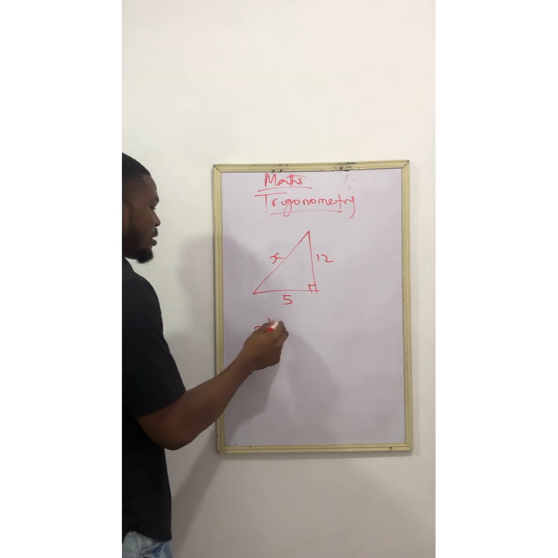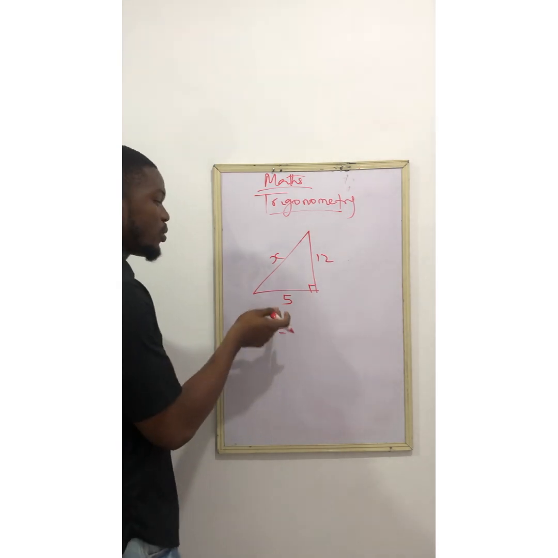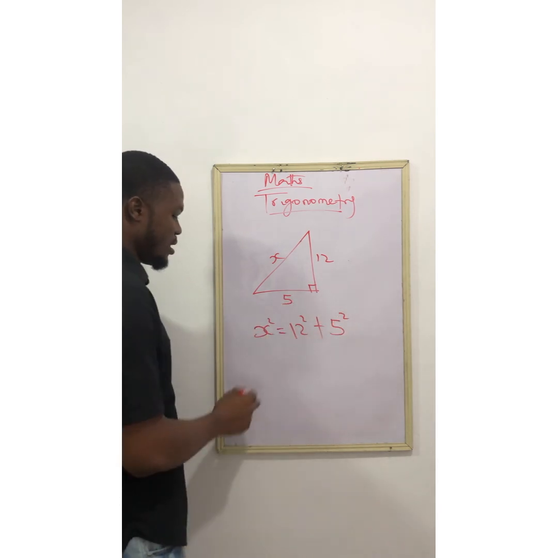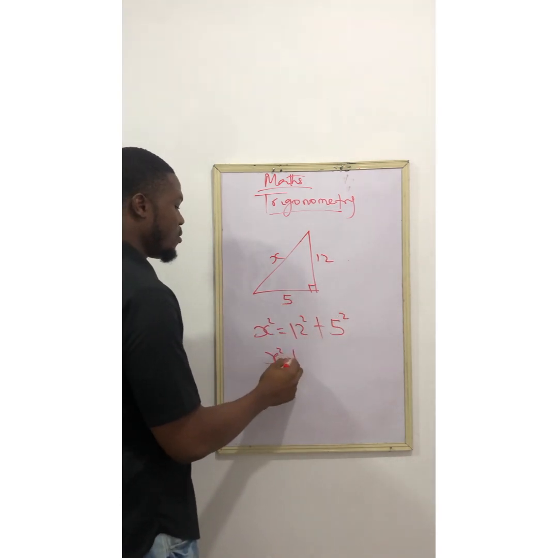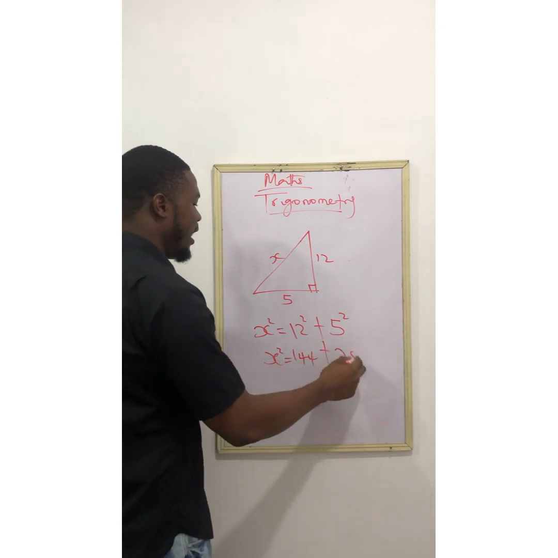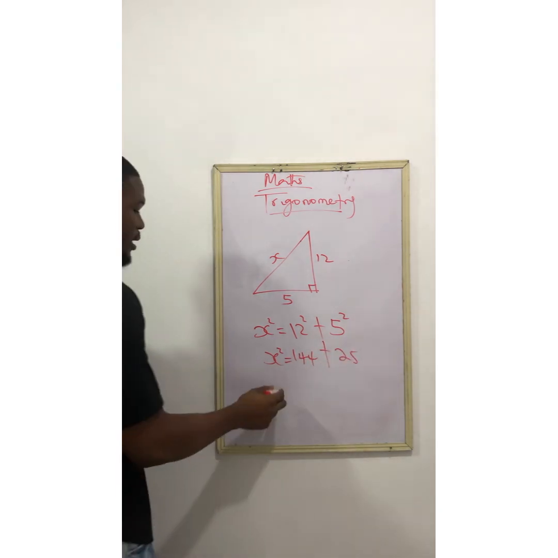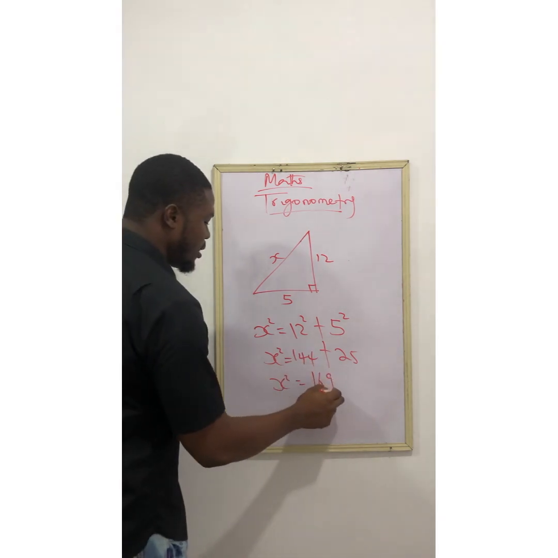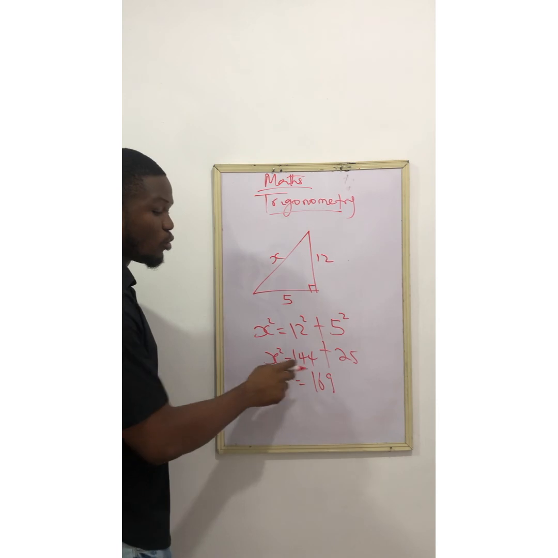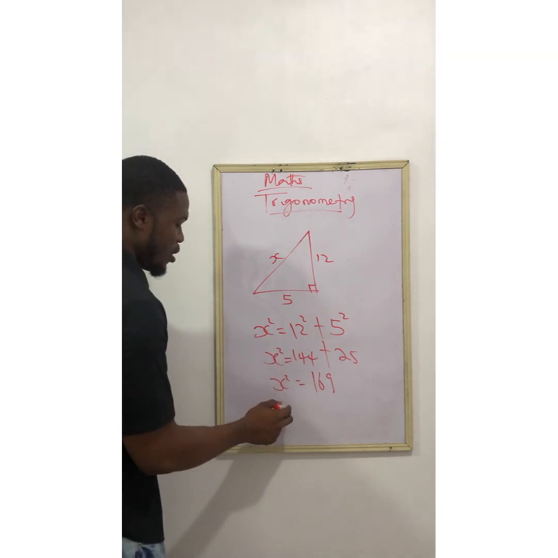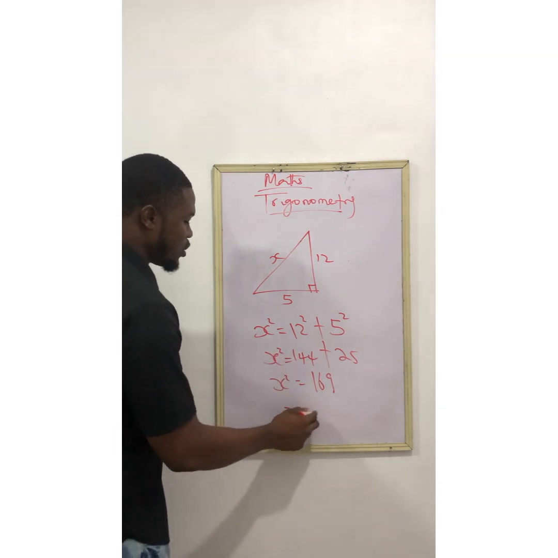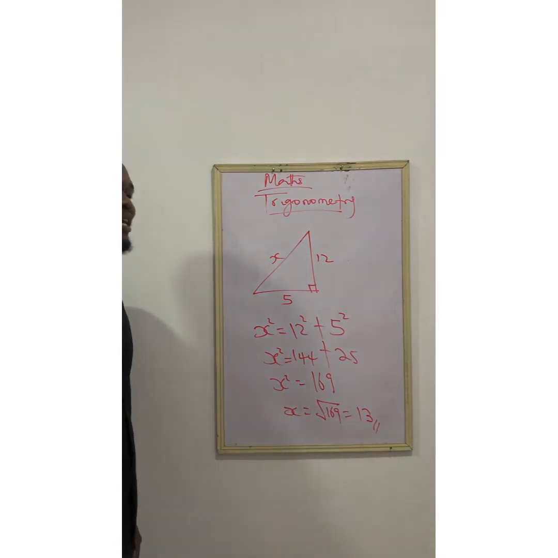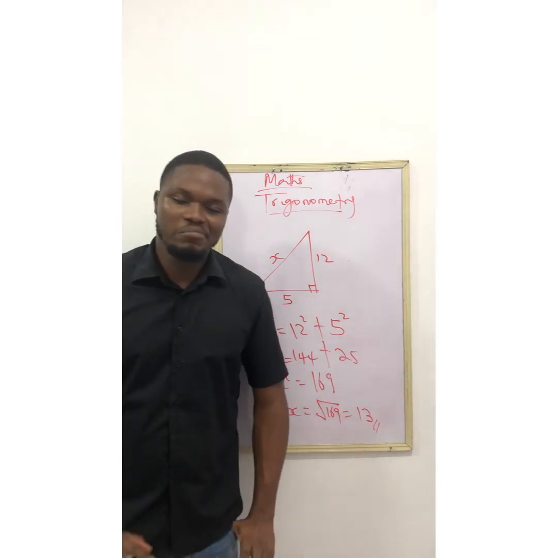That's x squared, which is the hypotenuse, equals the opposite, let's use 12 squared, plus adjacent 5 squared. So x squared equals 144 plus 25. Alright? X squared equals, if you add it up, you get 169. And you find the square root of both sides. That will be x equals the square root of 169, which is 13. So the answer is 13. Okay? It's that easy.